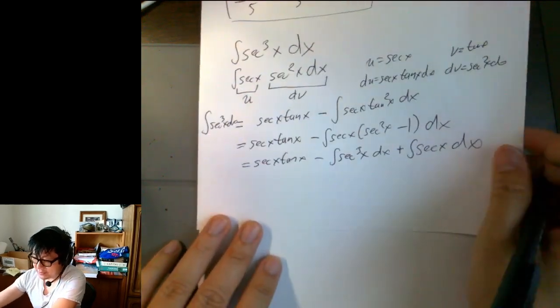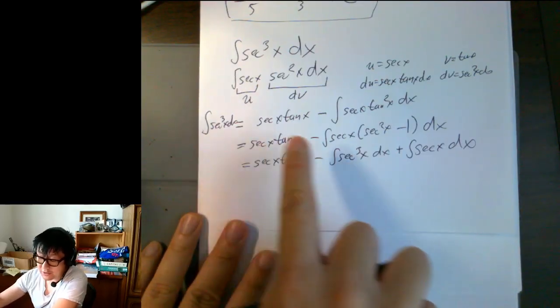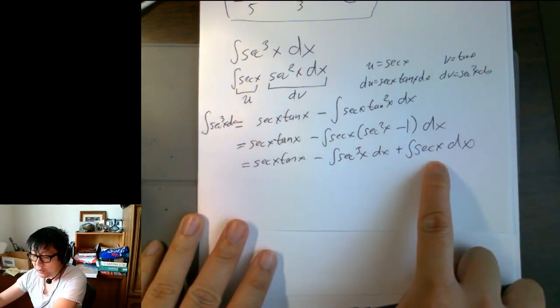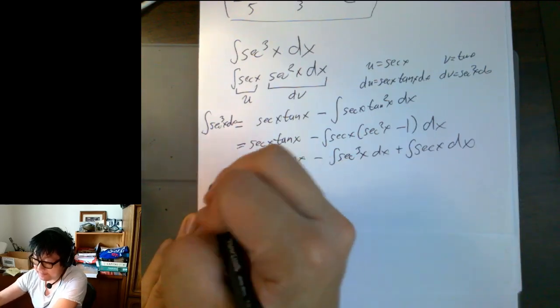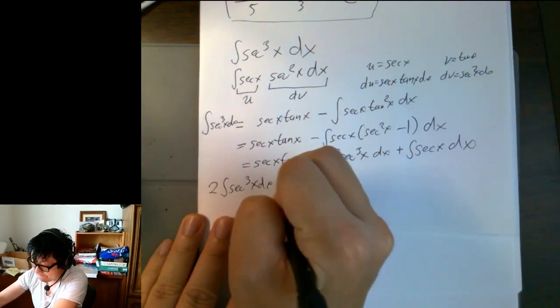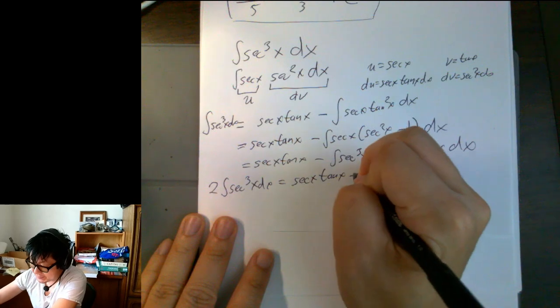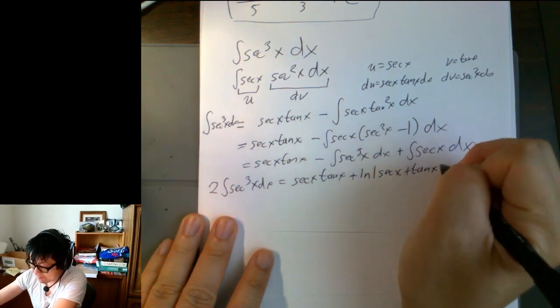Why did I do this? This is a match for this side. So I'm going to add that over. This, although a little weird, we did learn the integral of this in Calc AB. It's going to be natural log of secant x plus tan x. So I'm going to add that over. This is, again, natural log absolute value of secant x plus tan x.